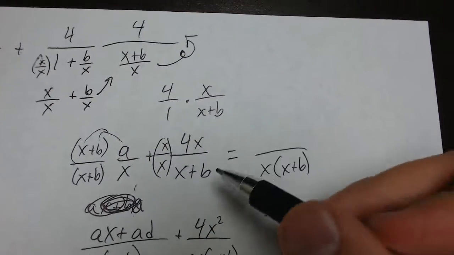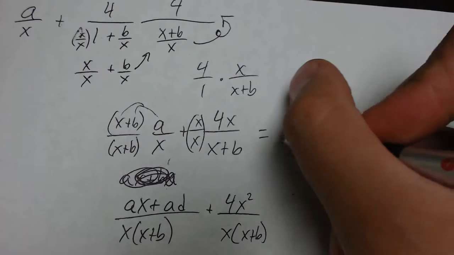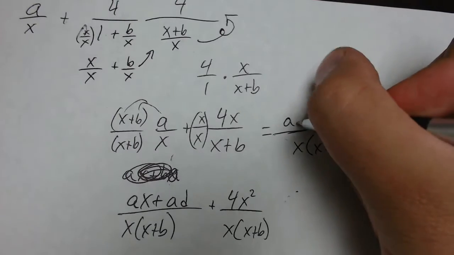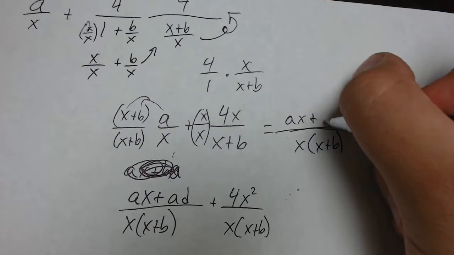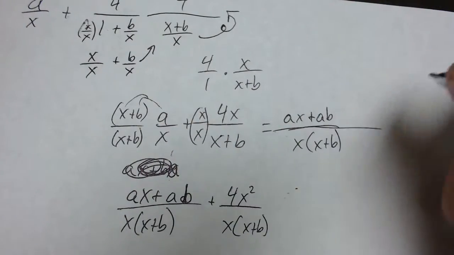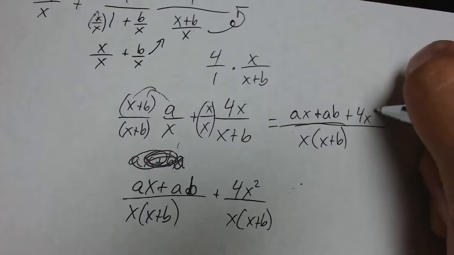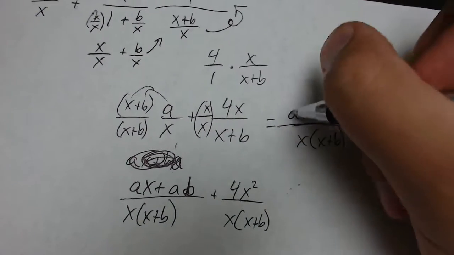Then just like the first problem, I'll take both of these and write them as a single numerator over the common denominator. So my final answer is going to be ax plus ab. I just realized I wrote that as a d, not a b. Plus 4x squared. And that's my final answer.